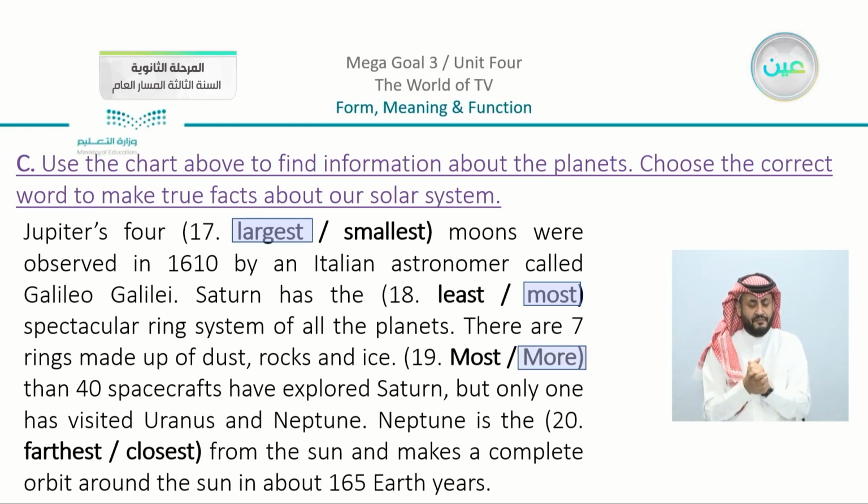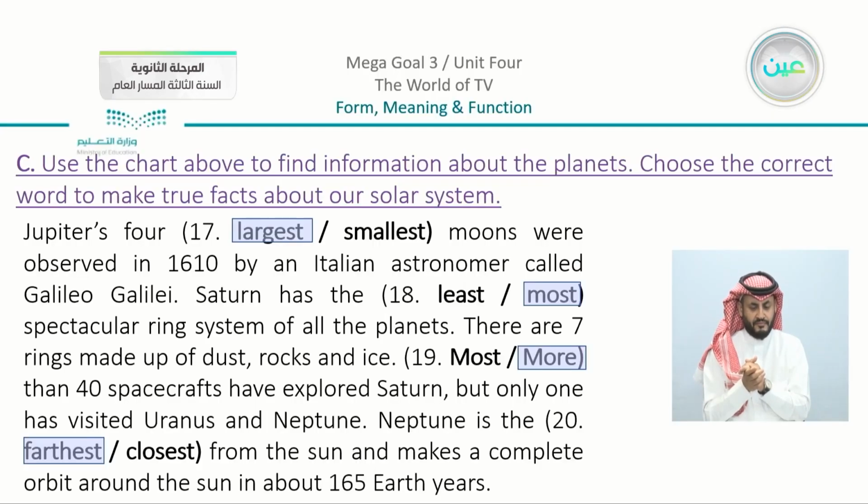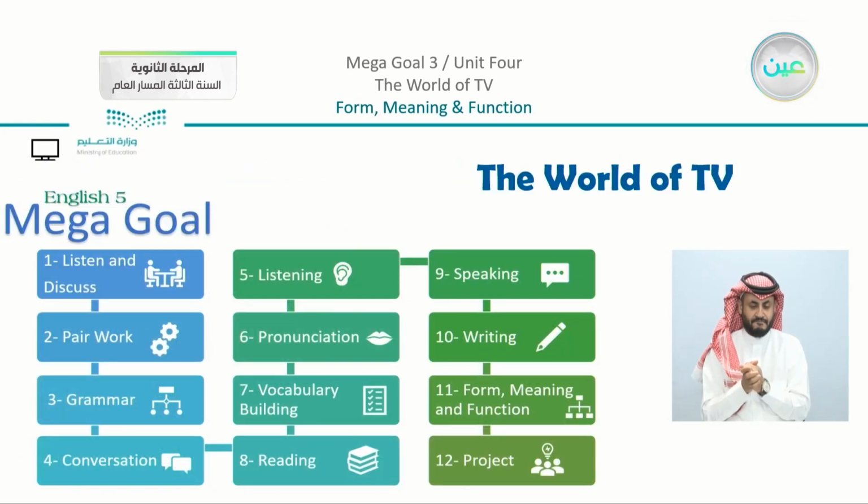We have here more than 40 spacecrafts have explored Saturn, but only one has visited Uranus and Neptune. Neptune is the, we have here, farthest or closest? Yes, we agree that it is the farthest from the sun and makes a complete orbit around the sun in about 165 Earth years. So we have completed our exercise here.